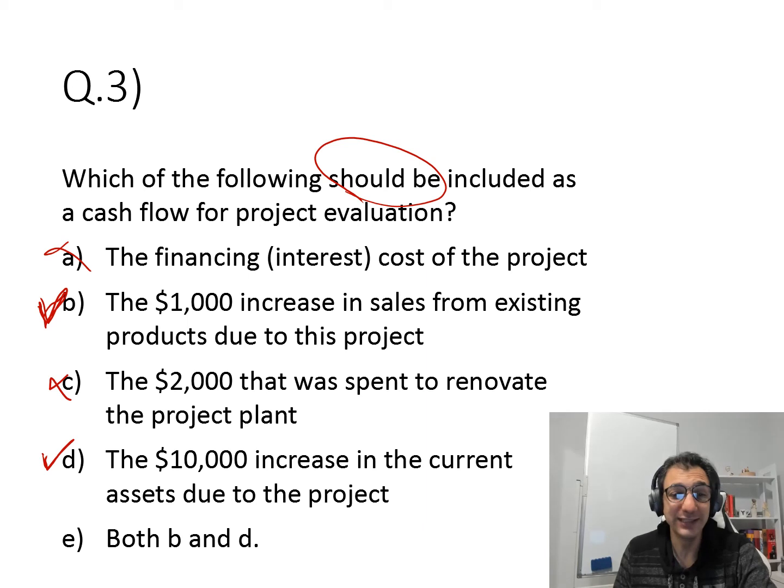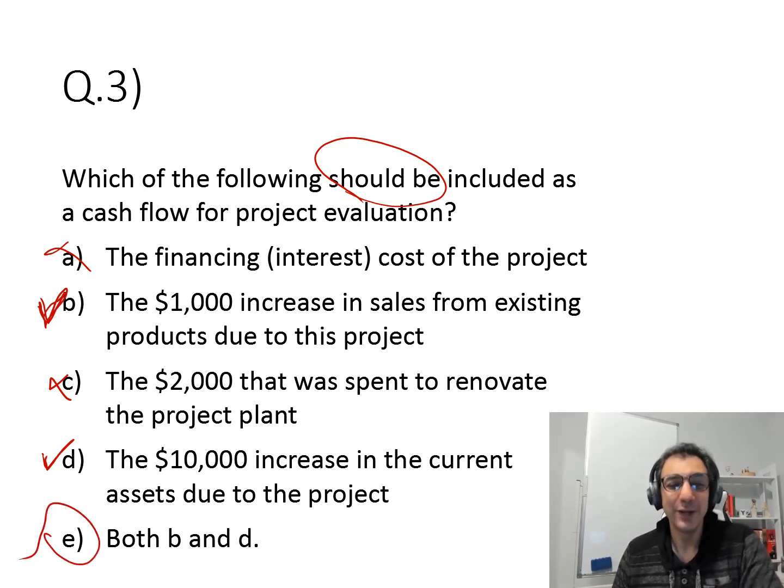So far we have B and D. So the only answer here becomes E, which covers both B and D. Part of the cash flows which you have to include in your calculation. So let's look at the last question here.